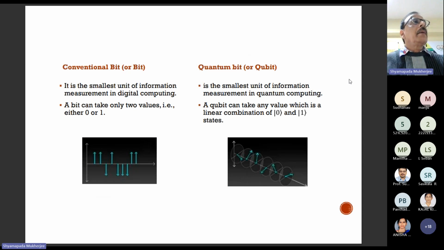Now I have a small comparison between classical computation and quantum computation, that is, the conventional bit and the quantum bit. The conventional bit is the smallest unit of information, that is 0 and 1. A bit can take only two values, 0 and 1. But here, the smallest unit of information is the quantum bit, or qubit, and a qubit can take any value which is a linear combination of the 0 ket and the 1 ket.